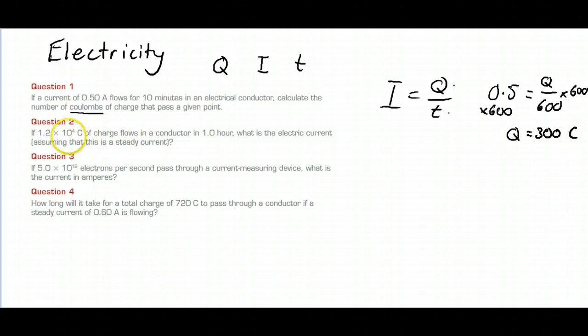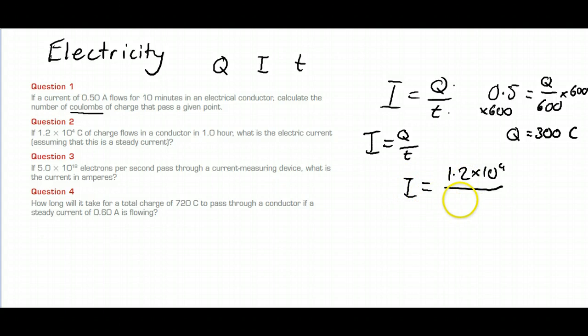Alright, for question 2, if 1.2 times 10 to the 4 coulombs of charge flows in a conductor for 1 hour, what is the current? So this is going to be the same sort of question. I equals Q over T. This time we're given the amount of charge. Q is 1.2 times 10 to the 4, and T equals 1 hour, which is 60 times 60 seconds, so 3,600 seconds. And then we just find I.